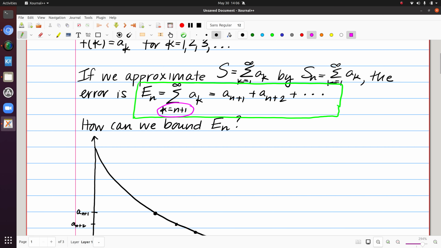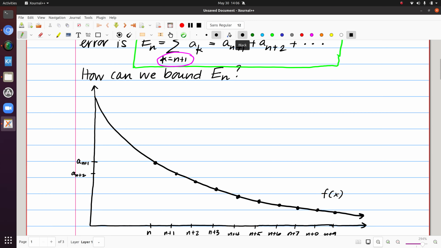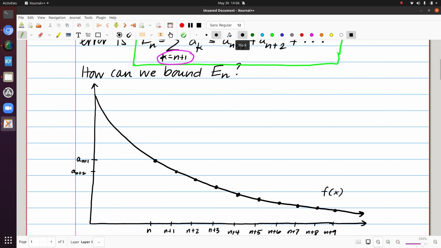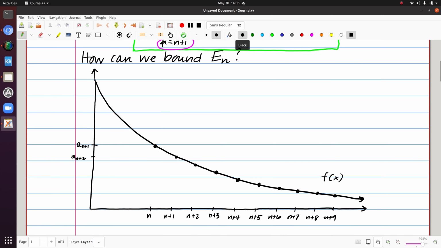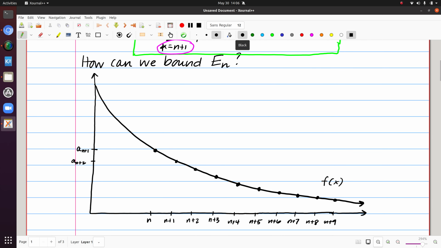So much like we did in that video, the goal is to identify the y values of this function at k equals n plus 1, etc. And so I started marking off on the y-axis exactly what those represent. Oops, that's not quite right. That should be a sub n plus 1. So that's just coming from the definition of f of x.